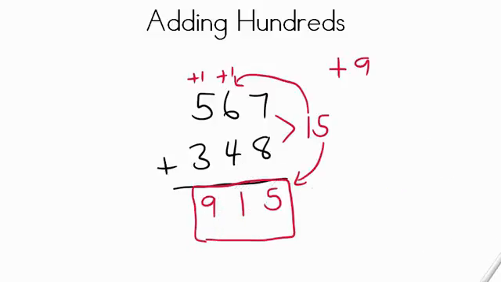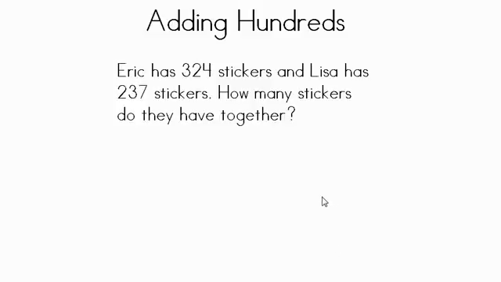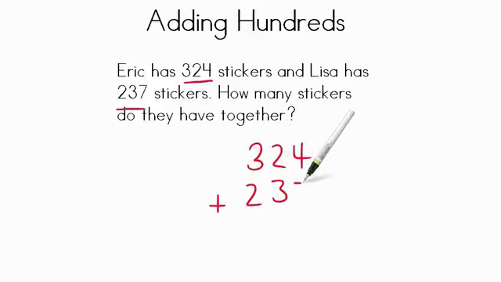Great job. To review, let's do a word problem together. Eric has 324 stickers and Lisa has 237 stickers. How many stickers do they have together? So Eric has 324, Lisa has 237. Let's add those up. 324 plus 237.